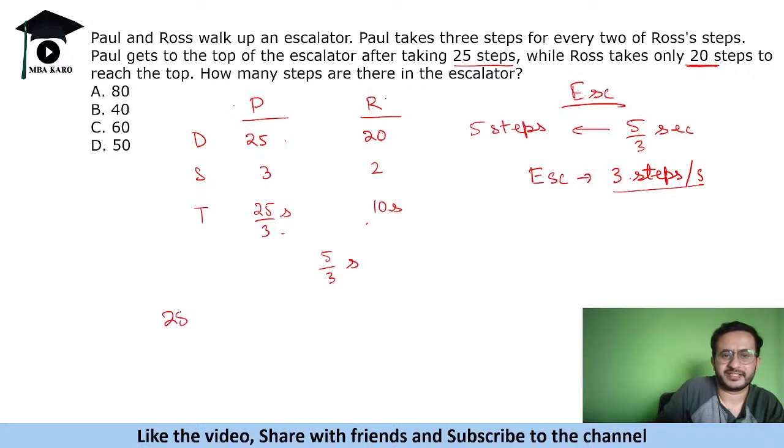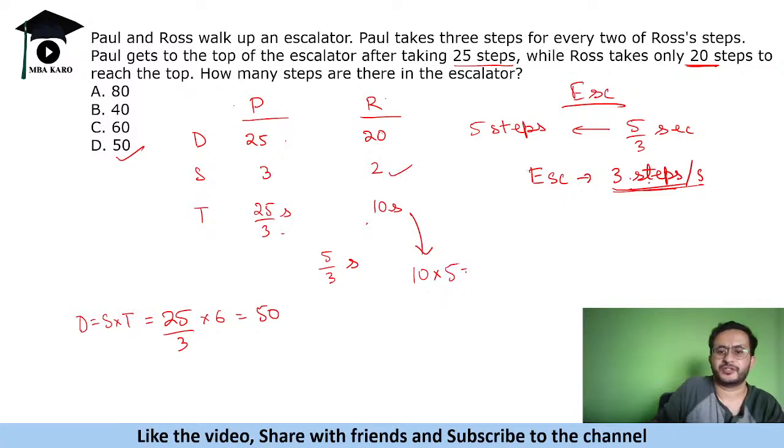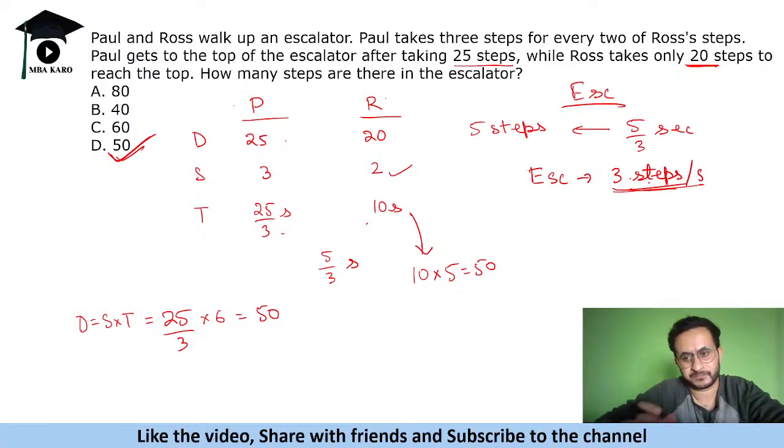So we can say that the distance is speed into time. So time is 25/3 and speed is 3 plus 3, that is 50. So the answer will be 50. If we consider this case, how much is the time here? The time is 10 seconds and what is the speed? 3 plus 2, 5. So in either case we get the answer as 50 steps. Okay, so that is the principle of the escalator.